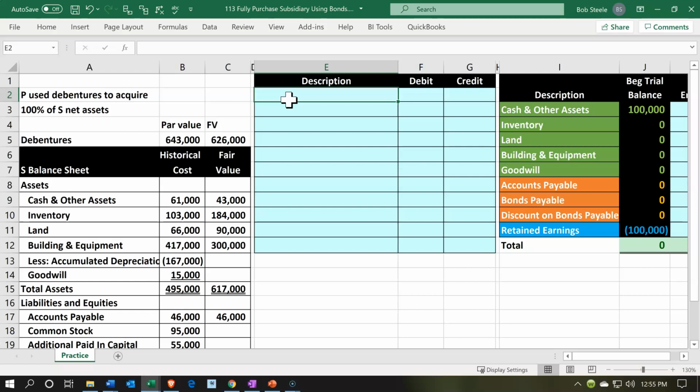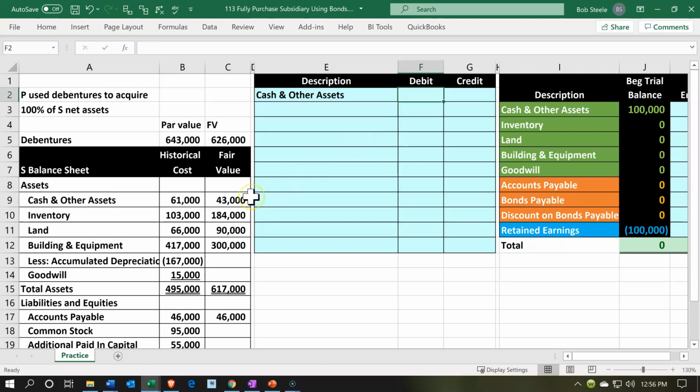What is P getting? Now, I know that they spent the debenture. I could start with that because I started with cash last time, but that's a little bit more tricky than just cash. So let's start with what we're getting. All right, well, they're getting cash. Cash is going up. And so cash and other assets, not just cash. That's why it's not the same.